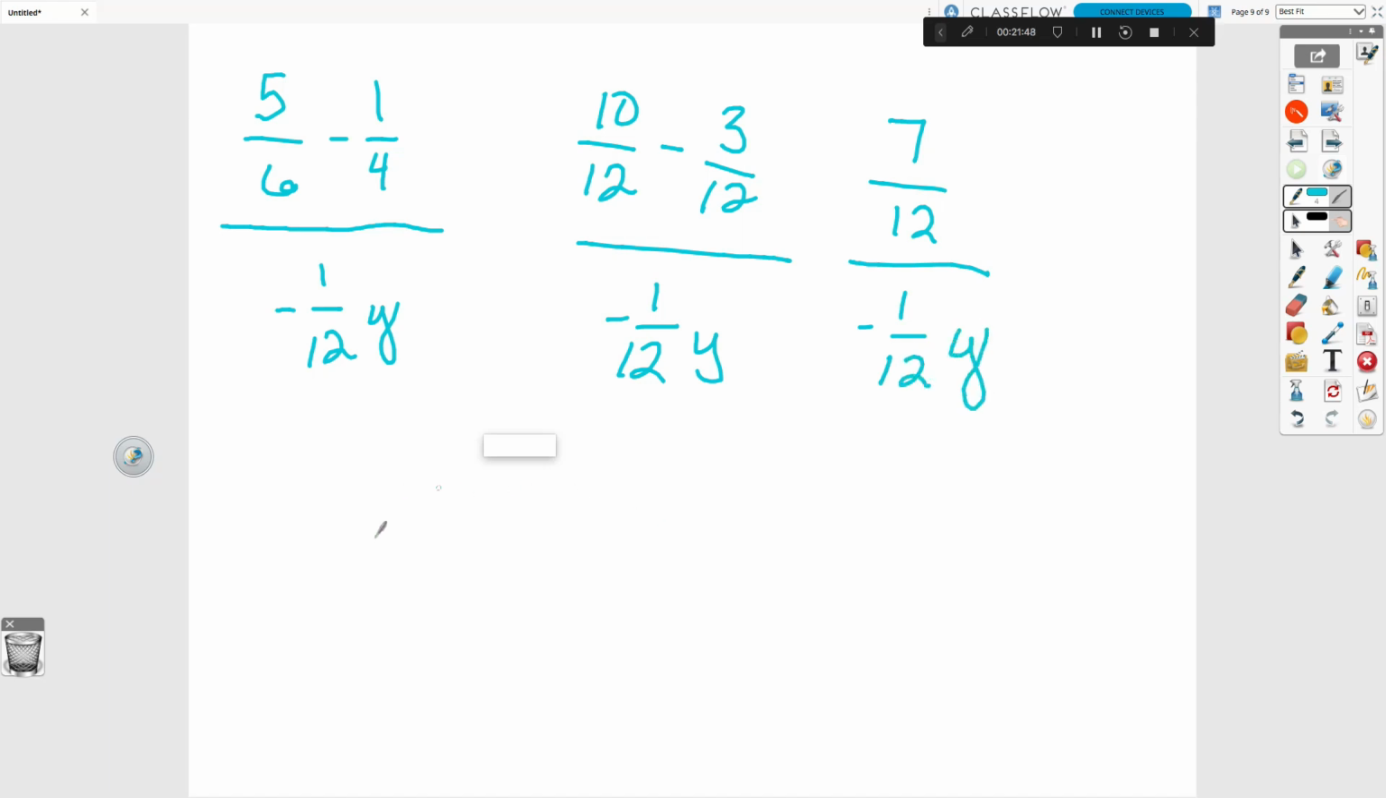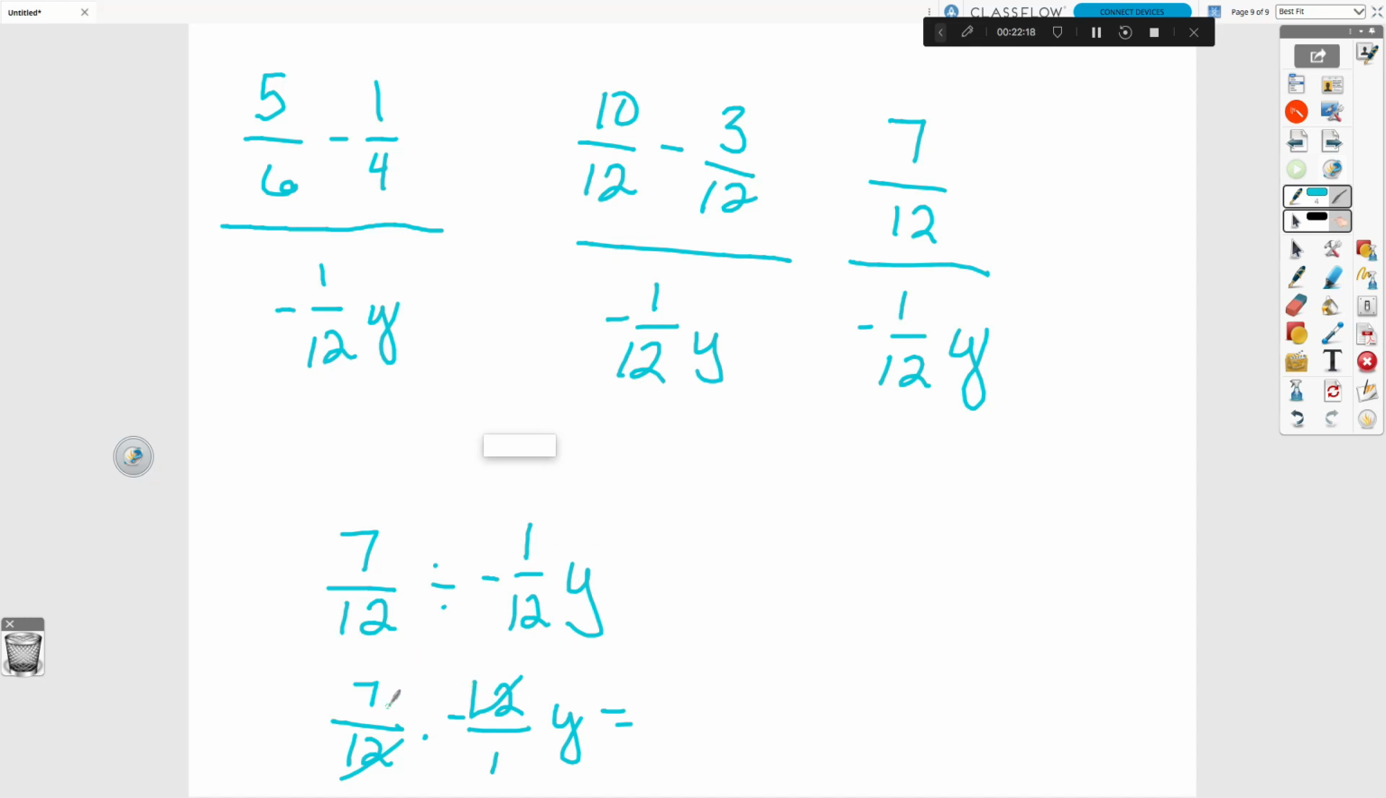Now I'm ready to rewrite that as a division problem or flip and multiply if you can do that without rewriting. When I multiply, is there anything I can cancel? My 12s.